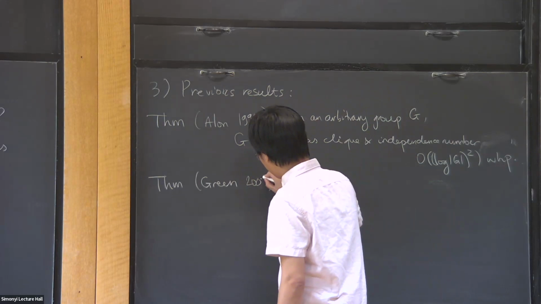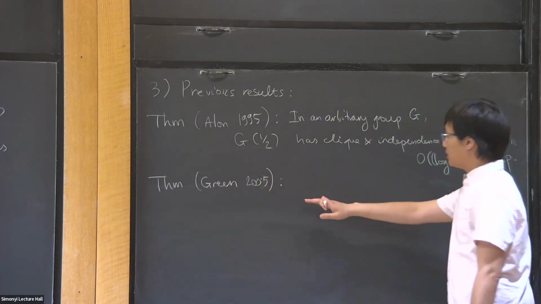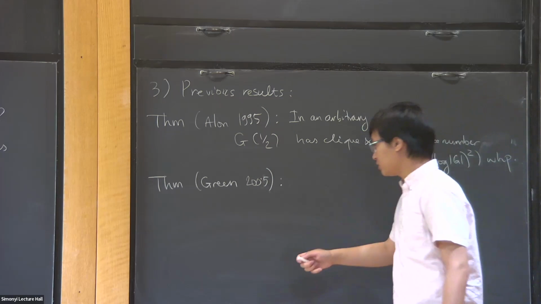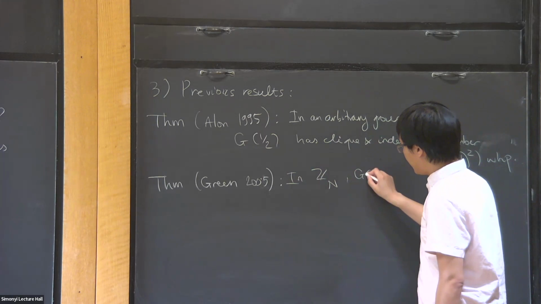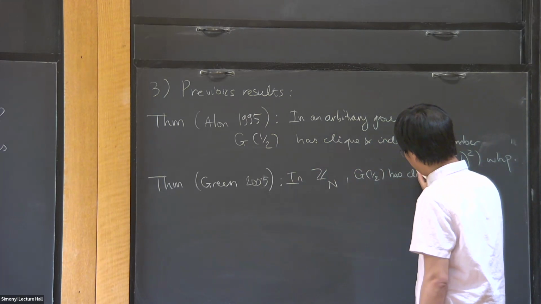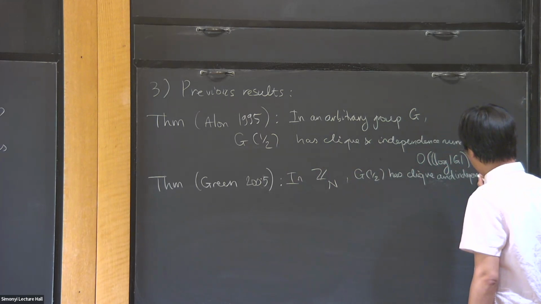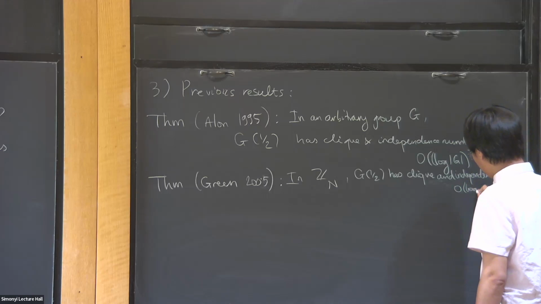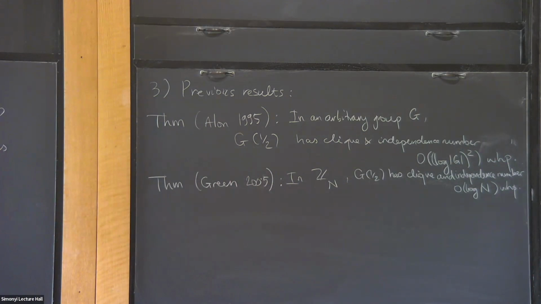Now, the next result that we know is from the work of Ben Green, and he analyzed the clique and independence number of a uniformly random Cayley graph in two special classes of abelian groups. In a cyclic group, Z mod n, he shows that G1 has clique and independence number big O of log n. So in particular, over the cyclic group Zn, a uniformly random Cayley graph is indeed Ramsey.